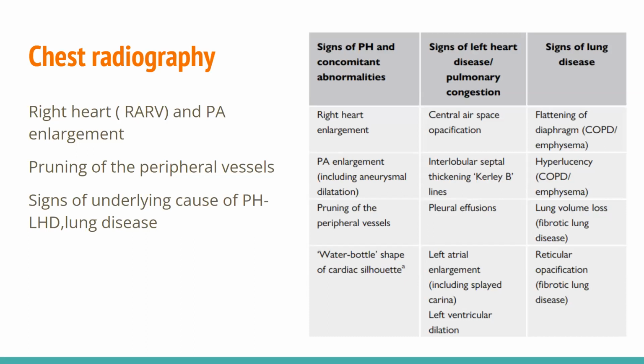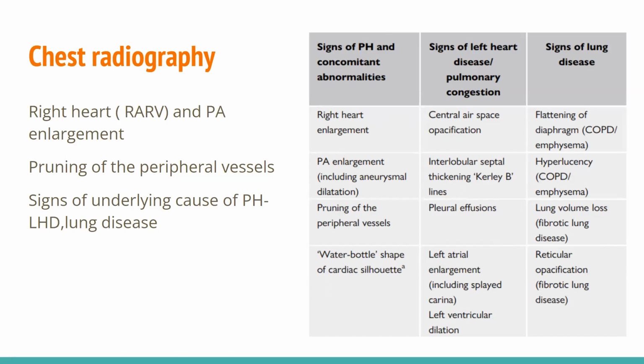Chest X-ray. Right heart enlargement, basically RA, RV, and PA enlargement, is seen. There is pruning of peripheral vessels along with signs of the underlying cause of PH like left heart disease or lung disease. Some of the signs which can be seen of PH are right heart enlargement, PA enlargement, and water bottle shaped cardiac silhouette. Kerley B lines, pleural effusion, etc. are also quite common.